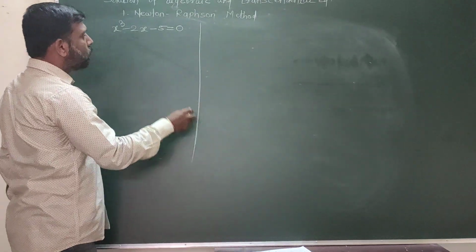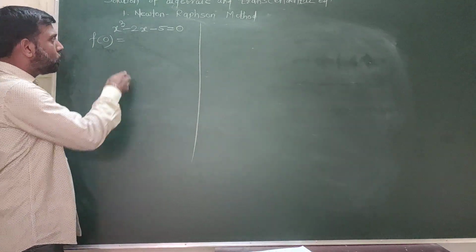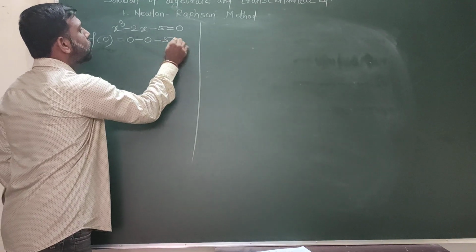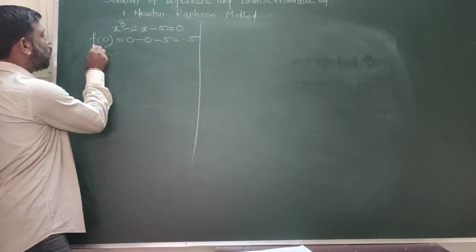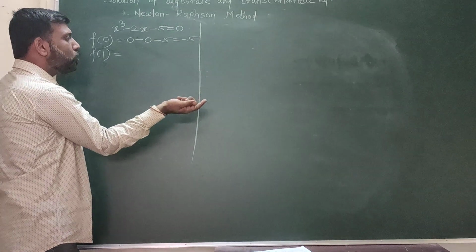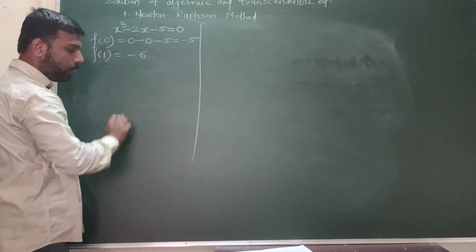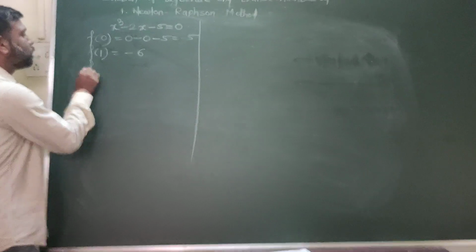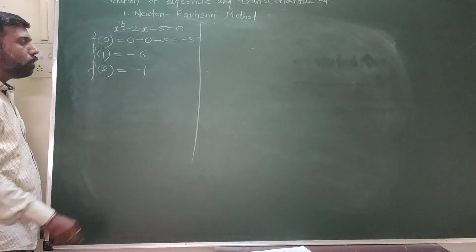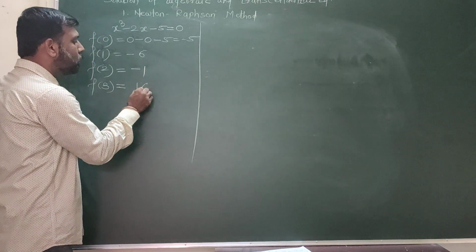While starting with this method, first substitute the initial value f of 0. So it becomes minus 5. Continue this till we get the opposite sign. Now this is negative. When we get the opposite sign, we will stop there. So f of 1 we substitute, then we have the value minus 6. F of 2, when we substitute, we have again a negative value. And if we substitute f of 3 consecutively, that becomes 16.